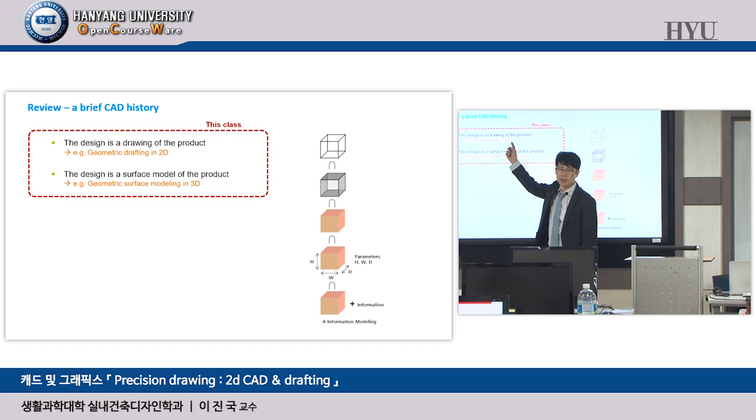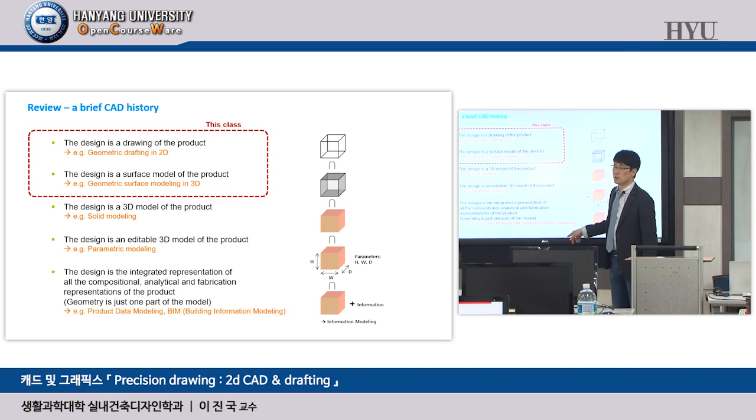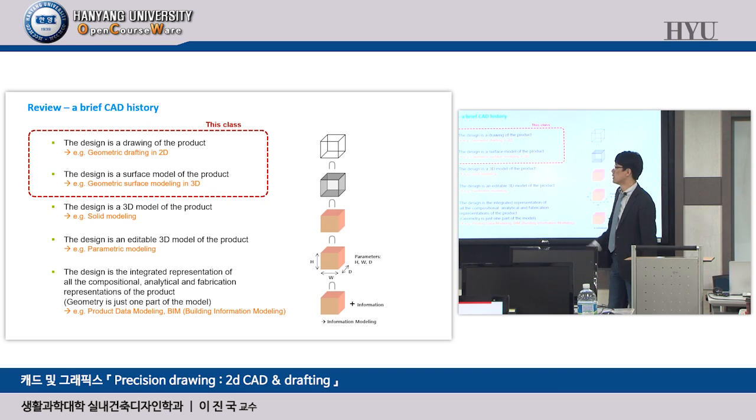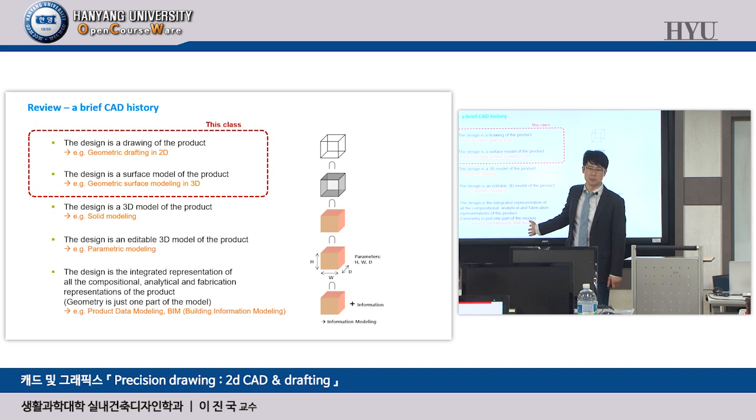2D drawing and drafting. Second one is surface-based 3D. The third one, advanced one, is solid model. Next one is parametric. The last one, in other words, the most advanced one, is product data modeling, or simply say BIM, building information modeling. In a nutshell, elementary school level CAD, okay, in terms of CAD history, middle school level, high school level, university level, postgraduate level, okay, the most advanced one.